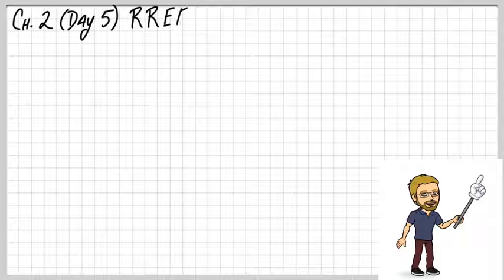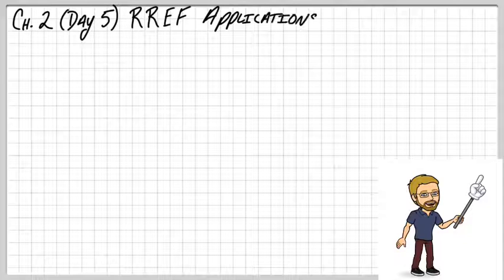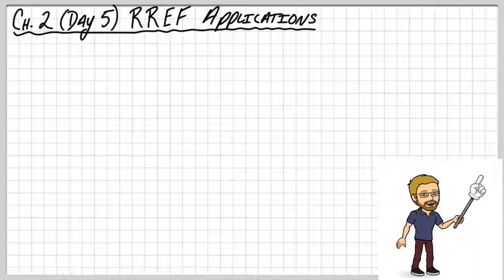We're talking about applications of that RREF command we learned about in the last video. So if you're not sure how to do the RREF command in your calculator, go back and watch that last video. There's a calculator demo there because we'll need to use it to solve some of the real life scenarios in this video.